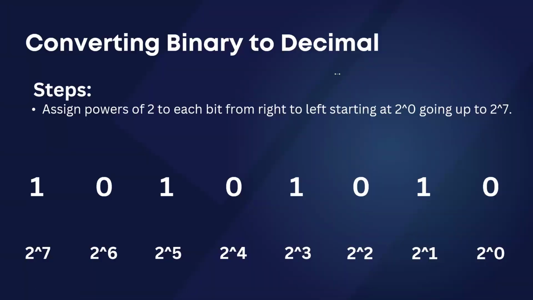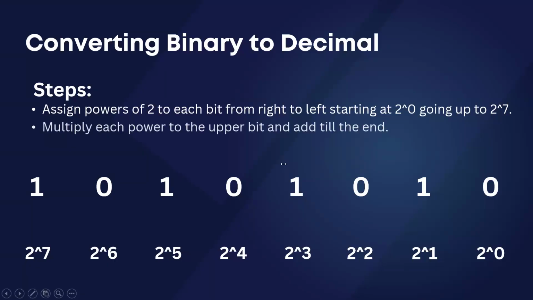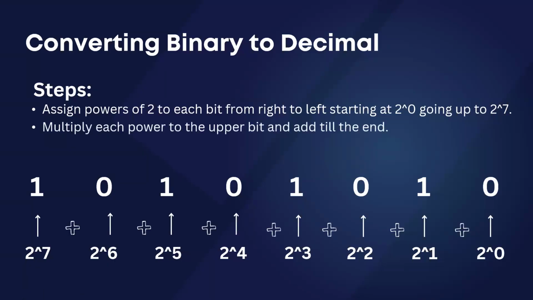Anyways, as mentioned, firstly you assign all the values from 2 power 0 all the way up to 2 power 7. The rightmost bit has 2 power 0 under it, then 2 power 1, then 2 power 2, 2 power 3, 2 power 4, 2 power 5, 2 power 6, and 2 power 7. Once these values are assigned for each bit from right to left, then you multiply the lower value with the top bit and add it to the next one. That's rule number 2: multiply each lower value by the upper bit and add it till the end.